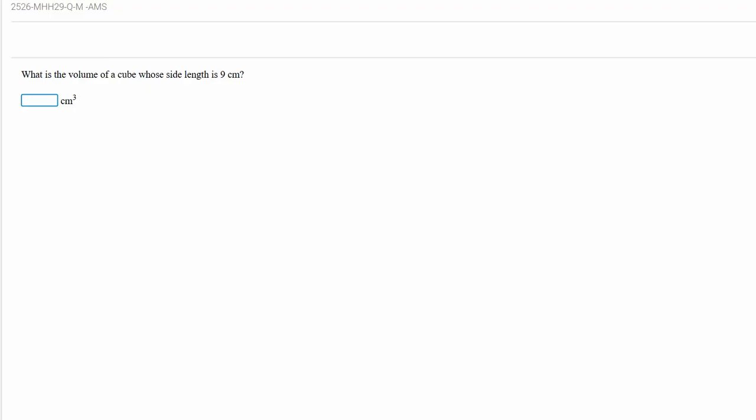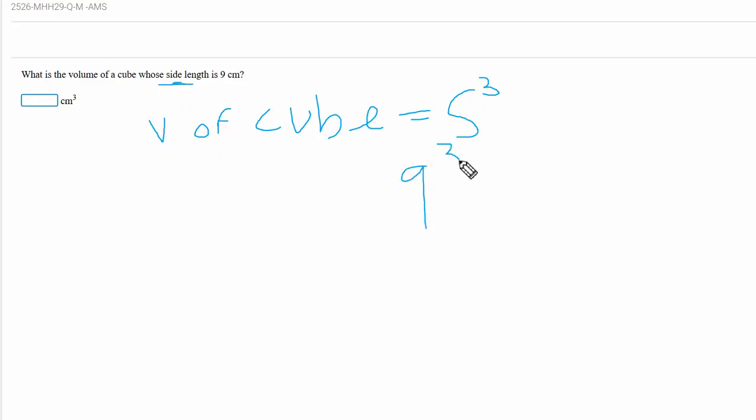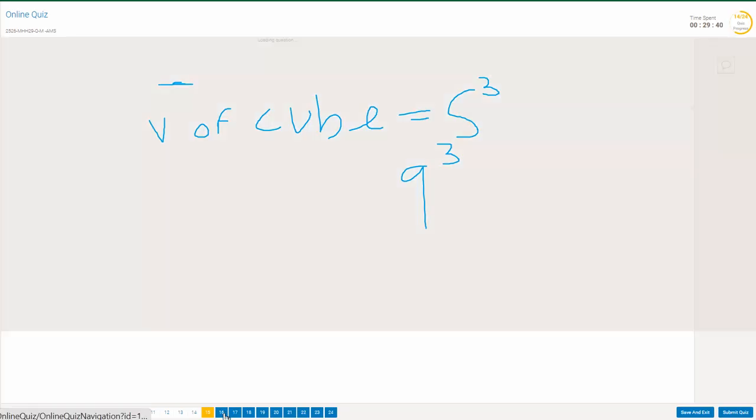Now, volume of a cube. Again, we studied the area of a square, now volume of a cube. Volume of a cube is equal to S cubed, the side length. So what is S? They told us the side length is 9. So 9 cubed. 9 times 9 is what? 81. 81 times 9 is what? 729. So our answer is 729. Okay? Let's go to the next one.